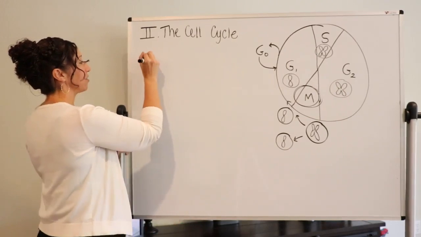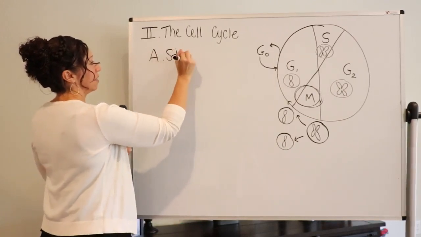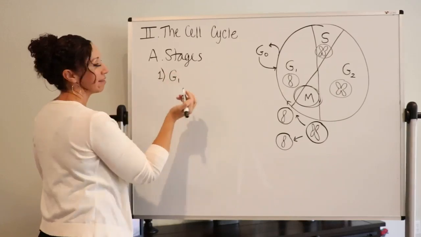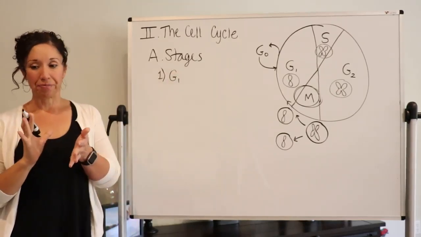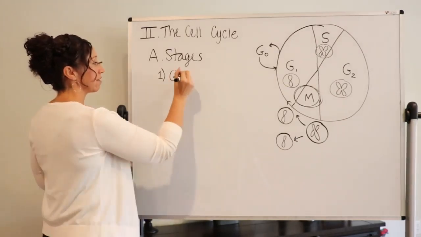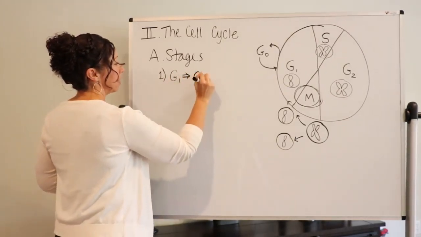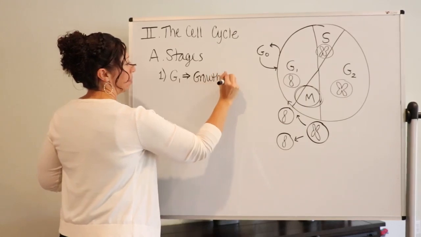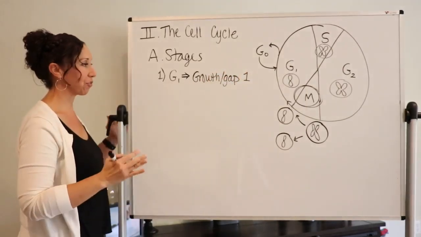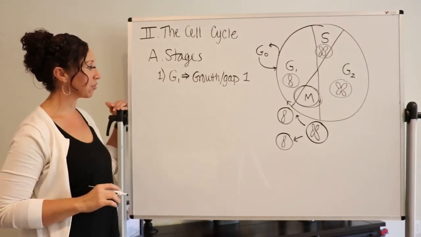So, stages of the life cycle. The first stage is G1, and this can also be called the first gap phase, or growth phase. We'll just call this growth or gap 1. It could be first gap, first growth. I've heard many different ways of interpreting this.